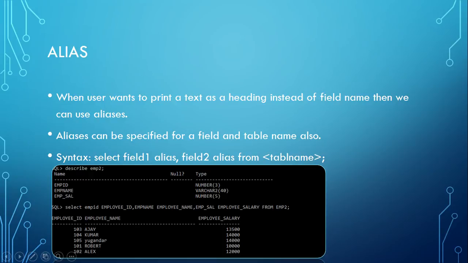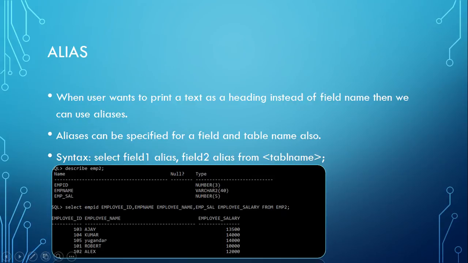So see, I'm checking the properties of a table. So describe. These are the original field names: employee ID, EMP ID, EMP name, EMP salary. I wanted to display them as employee_ID, employee_name, employee_salary. So what I can do is just type select employee ID followed by alias name, employee name followed by alias name, salary followed by employee salary.